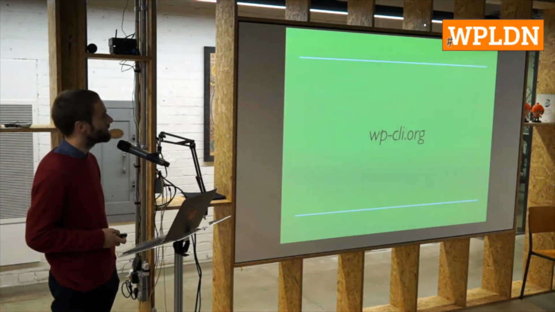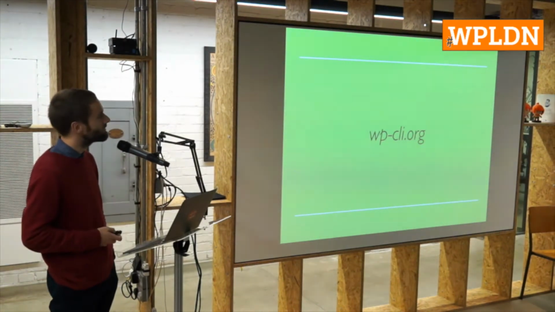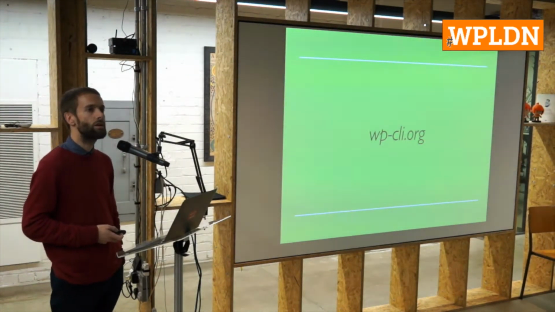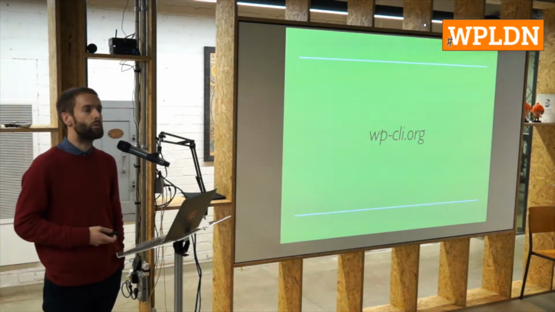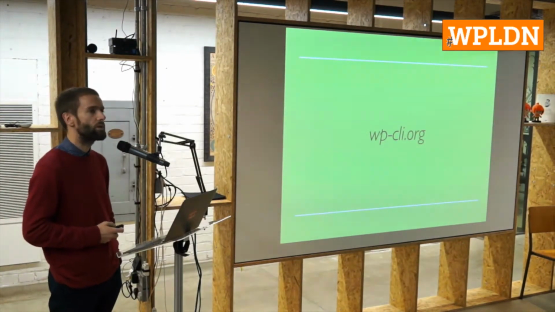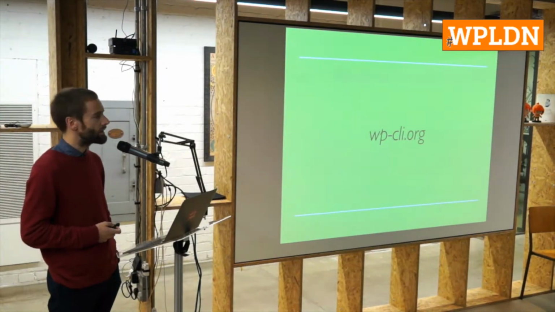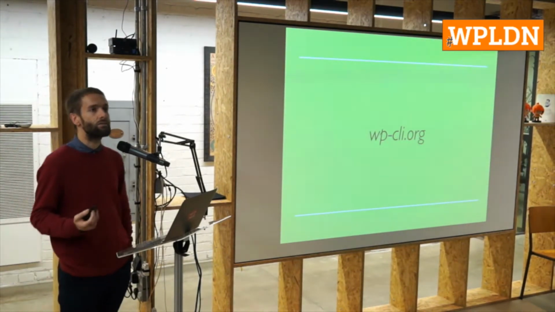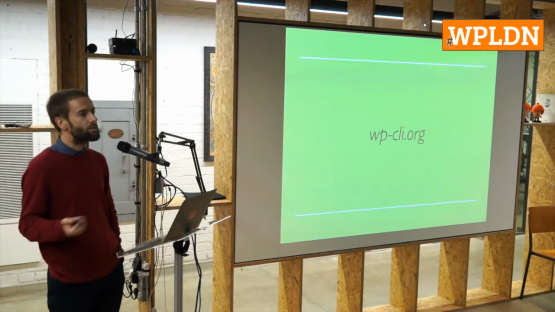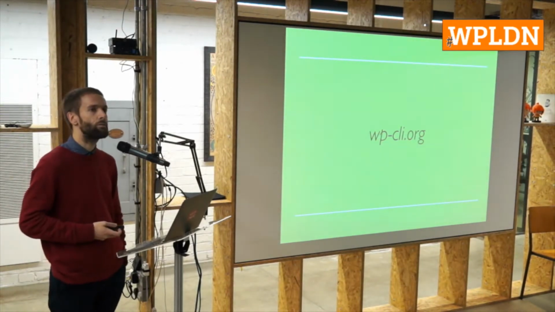If you want to find out everything about WP-CLI, it's all at this website, wp-cli.org. WP-CLI is a separate project from WordPress. It kind of falls under the umbrella of WordPress, but it's separate. It's a package that you install separately. I'm not going to go through the installation of WP-CLI. It's relatively straightforward. All of the instructions are on the WP-CLI website.